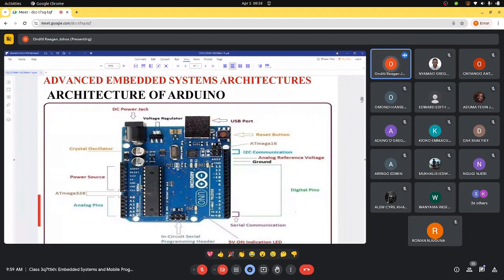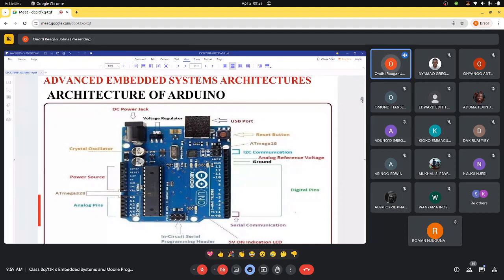So the board comes with some components which we've seen. It has a DC jack power. This is basically a port that you can use to power your Arduino board. It is a DC power. You slot it in there and it will be able to power this. And the DC power should not be more than 12 volts.